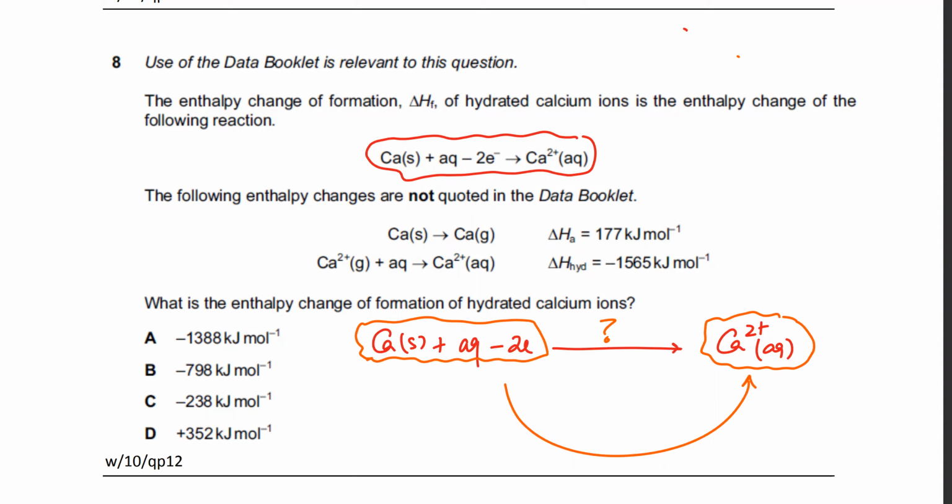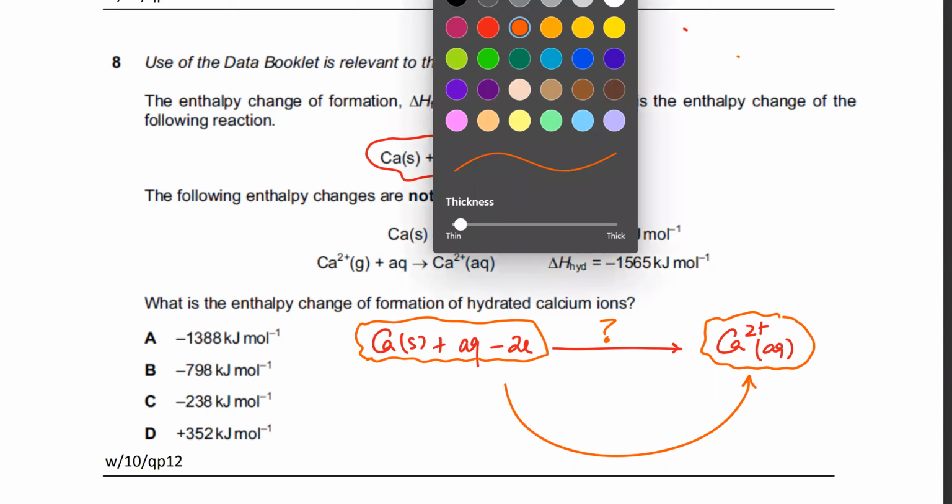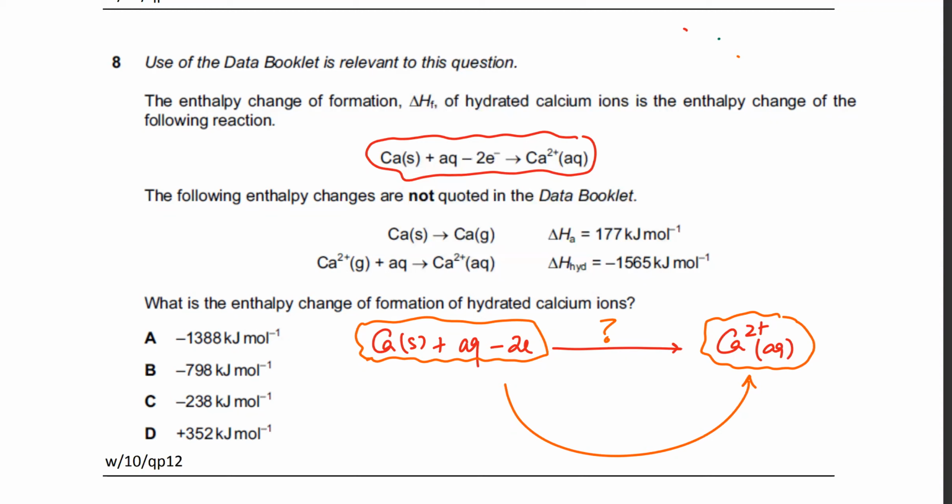There is one thing that is missing over here, which was taken from the data booklet, and that is calcium gas turning into calcium 2 plus gaseous ions plus 2 electrons. This has a value of 590 plus 1150. So we have basically three reactions. This is what I've taken from the data booklet. Where did this come from, where you figured that out? We'll think about it later. You've got three reactions. You have to create this other path.